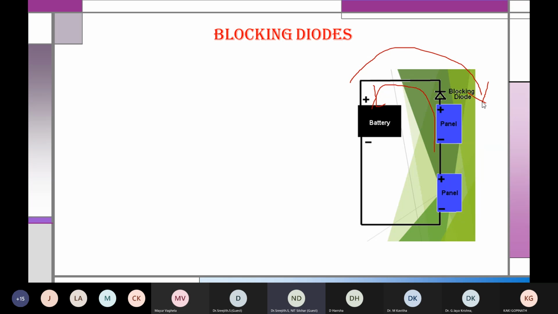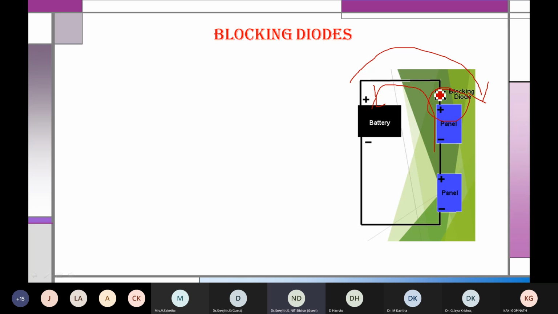So in the daytime, when solar radiation is available, the output from the solar panel will charge the battery. When there is no output from the solar panel, at night or in the evening when it is dark, the battery potential will be more, because it is charged and there is no source on the panel side. So current will flow in the opposite direction. In order to avoid that, they use a blocking diode here.